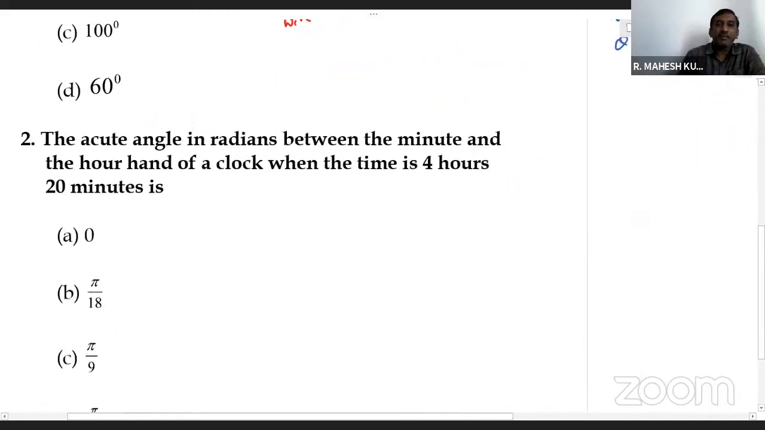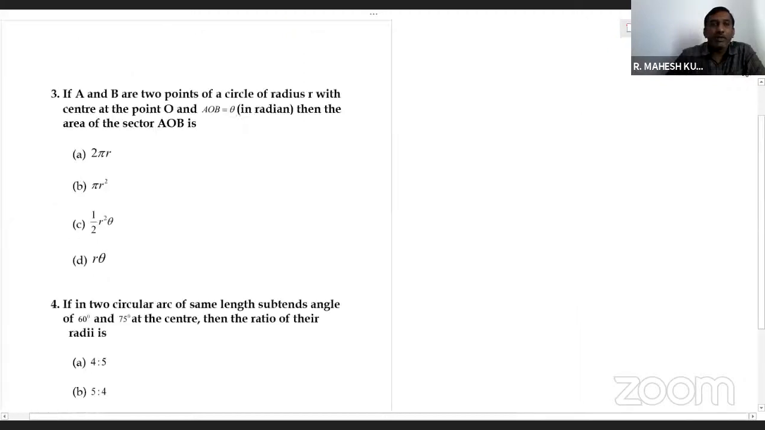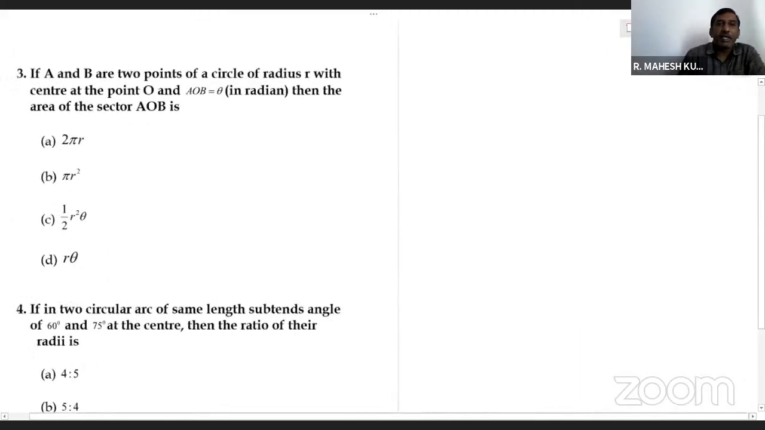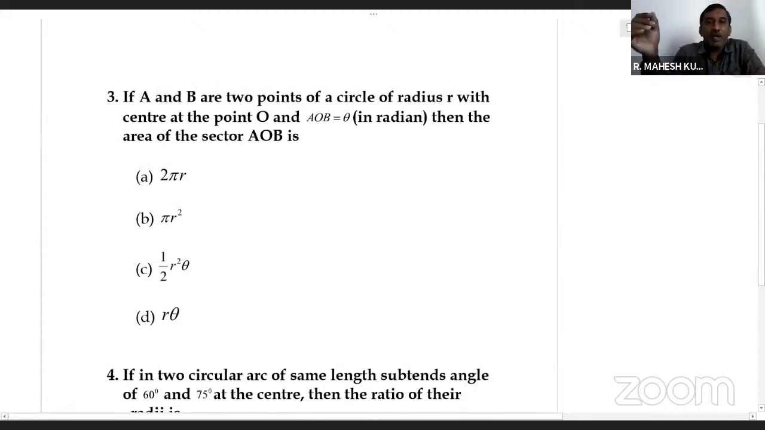So again, look at the next question: the acute angle in radian between the minute hand and hour hand of a clock, right? Let's take that later, the minute hand and hour hand of a clock problem. So I will go for the next question. Now it is a direct question. A and B are 2 points of a circle of radius r with center at the point O, and AOB is theta radian. Then the area of sector AOB is, it's a direct formula as I said, going to be half r square theta. There is no working in this, right?